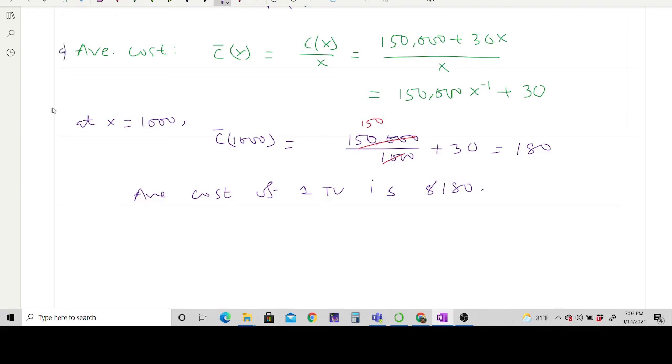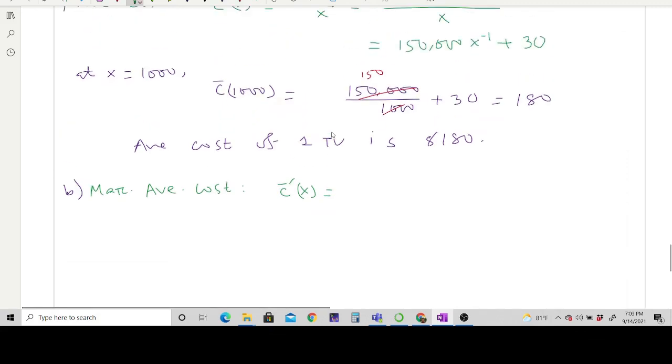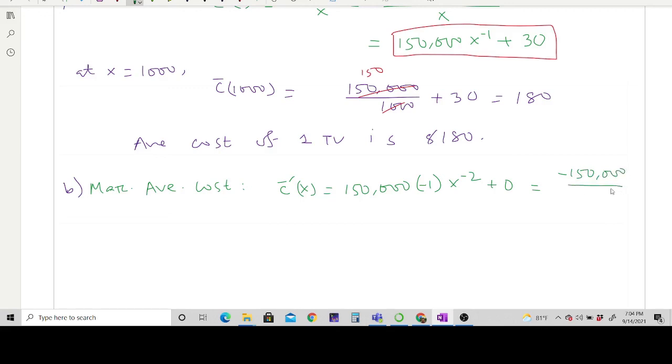Okay, then the next question is the marginal average cost. The marginal average cost is C bar prime, so you take the derivative of C bar. We have the C bar function as this function. If you take the derivative, you get 150,000 times the derivative of x inverse, which is negative 1 times x to the negative 2, and the derivative of 30 is 0. So this equals negative 150,000 divided by x squared.